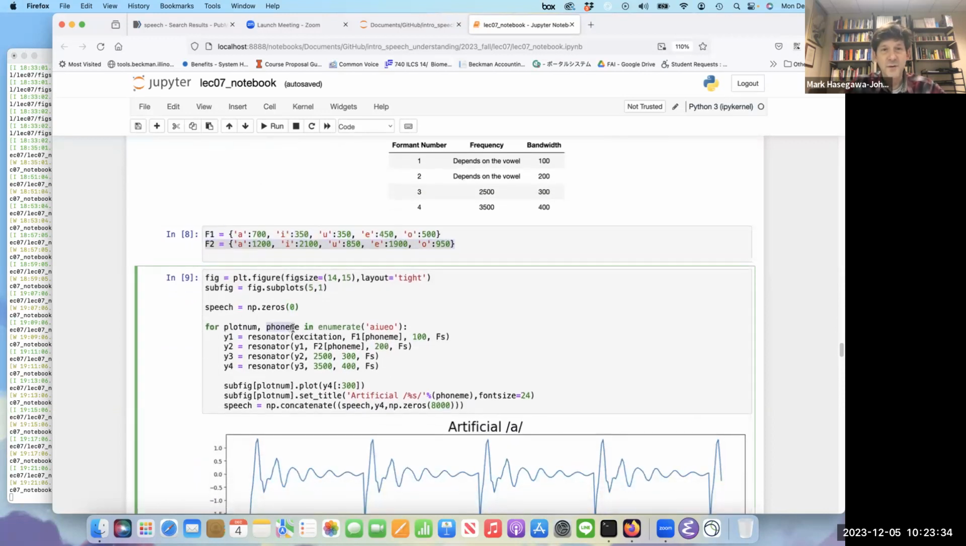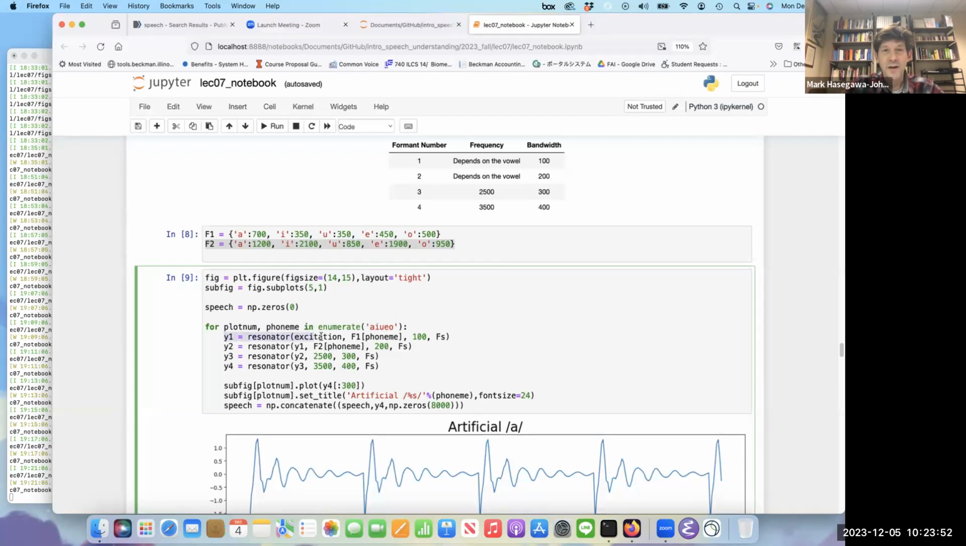I'm going to take the phoneme, which is going to be A, E, I, O, or U, and I'm going to enumerate in order to get the plot number. So I'll have 5 plot numbers, 0, 1, 2, 3, 4, for A, E, I, O, U. And then I'll plot.